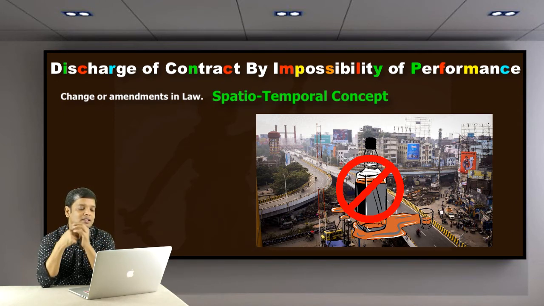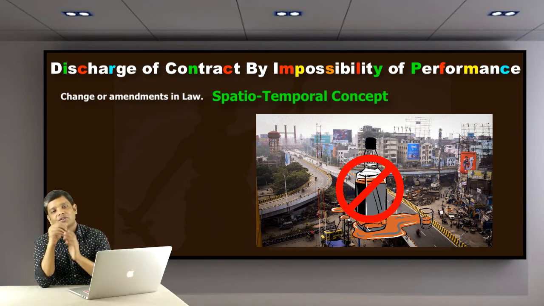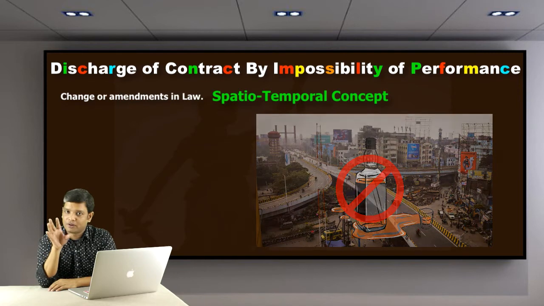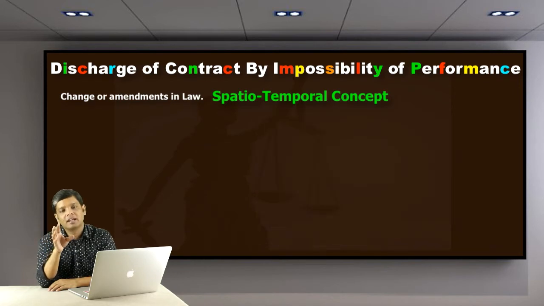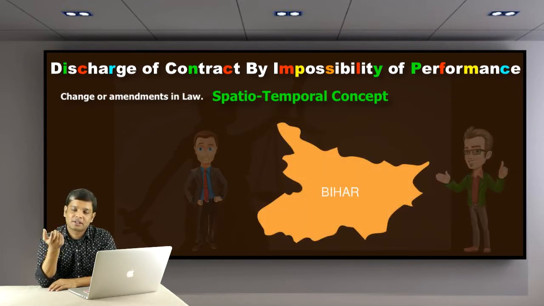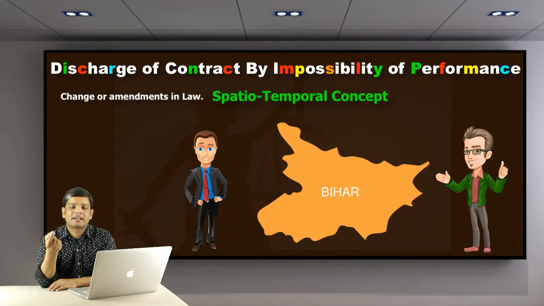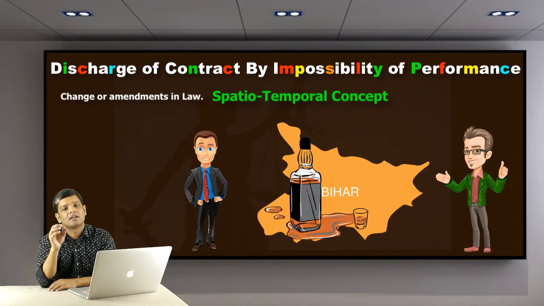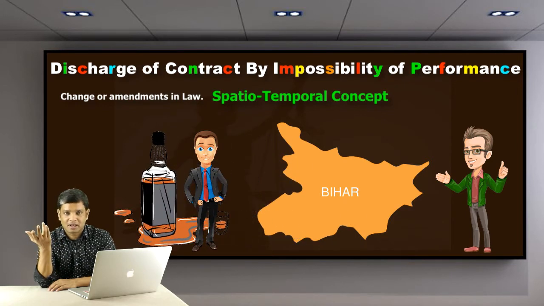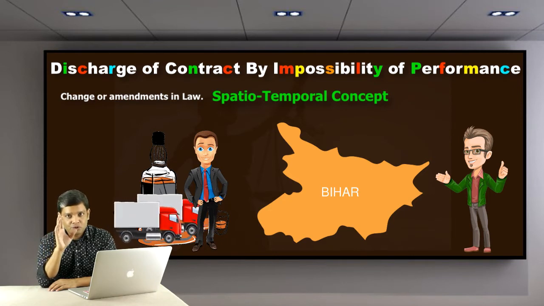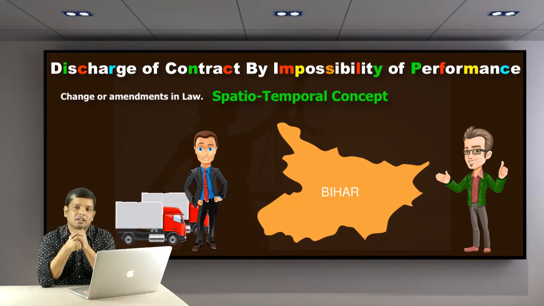Now come back to this provision, that is change or amendments in law. So take the example again of alcohol. Okay, in Bihar, two persons contracted with a person who is doing the business of alcohol in some other state, and the person from Bihar demanded 2 trucks of alcohol.